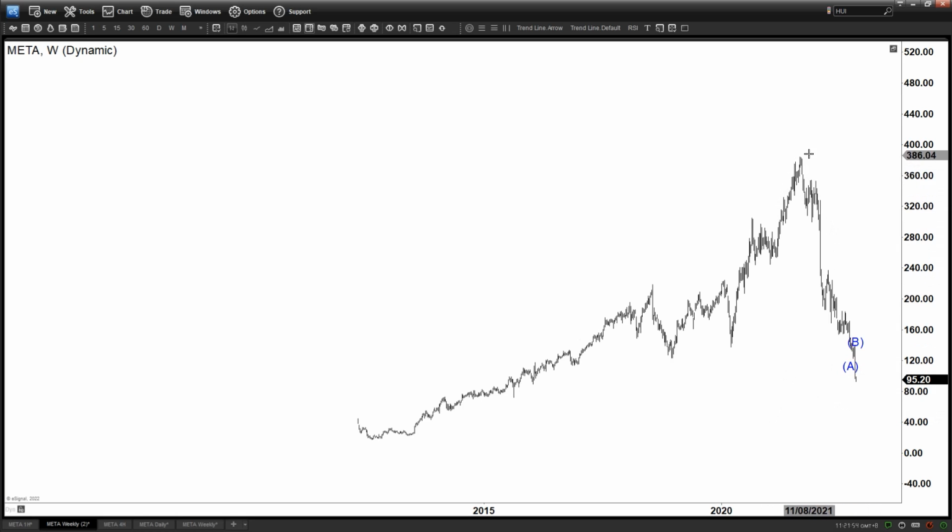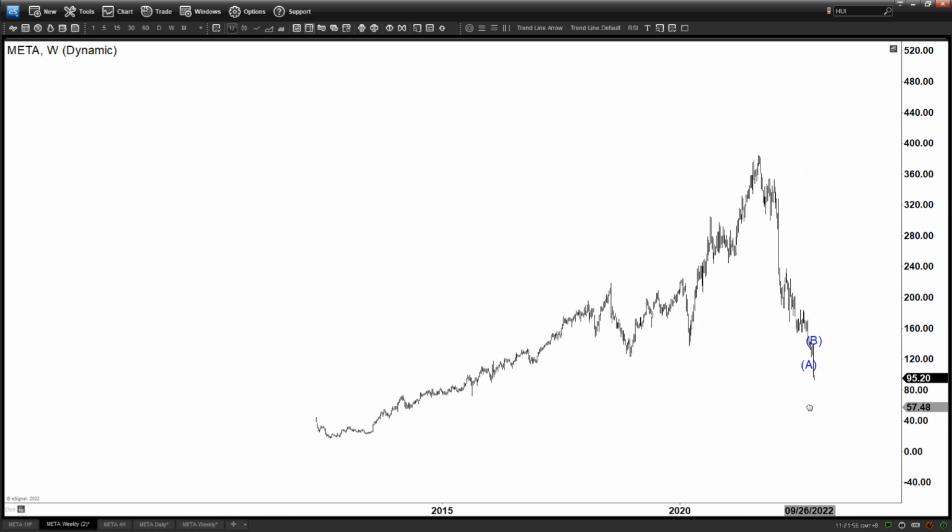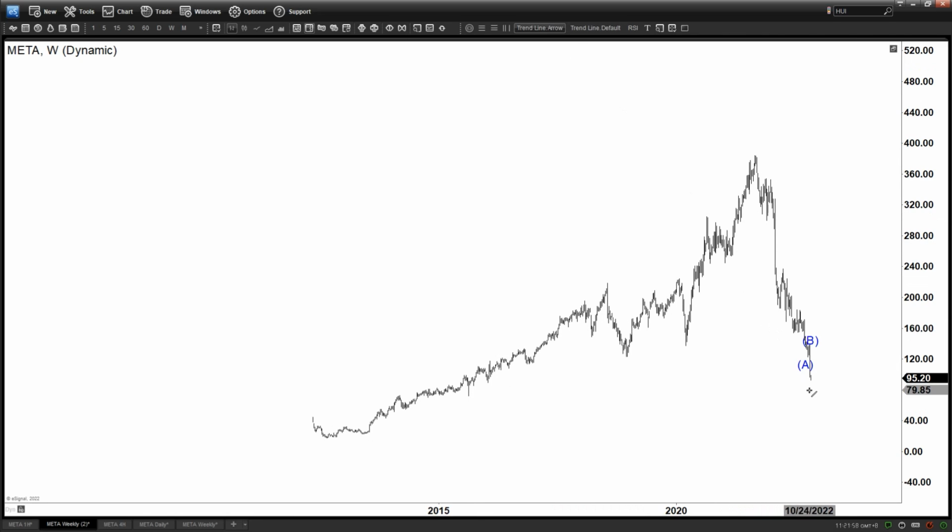Now this cannot be a 5 waves down in my opinion, because do you really believe it's 5 waves down and then B and the C and it goes to negative or goes to 0? It's not going to happen, right? So this has to be corrective if you believe Meta is not going to go to 0 and negative, which is not possible. There's always going to be value for the company. So that means this is a corrective structure.